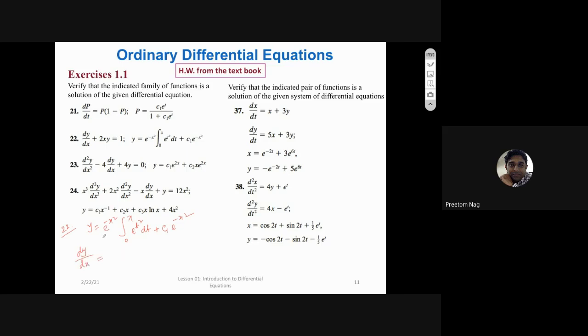If you look at here, you have to take the product rule. So e to the power minus x square into d dx of 0 to x e to the power t square dt, plus 0 to x e to the power t square dt into d dx of e to the power minus x square, okay, plus c1 into d dx of e to the power minus x square. Okay, so now can you please progress this solution process?